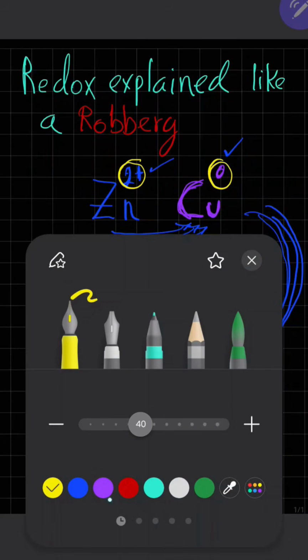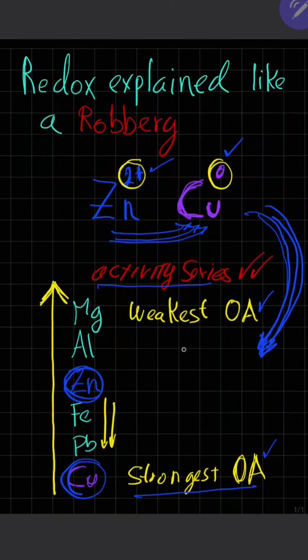Another trick for you to remember this is the following. Oxidation is loss of electrons. Reduction is gain of electrons.